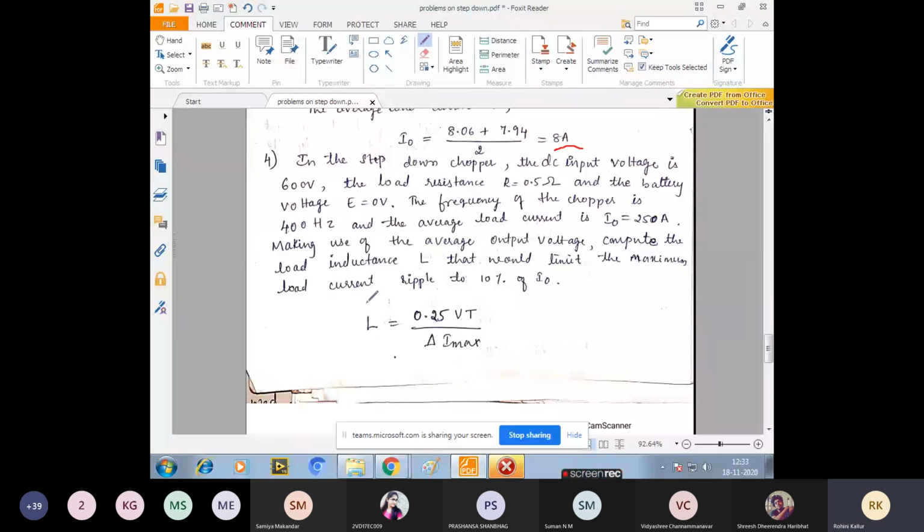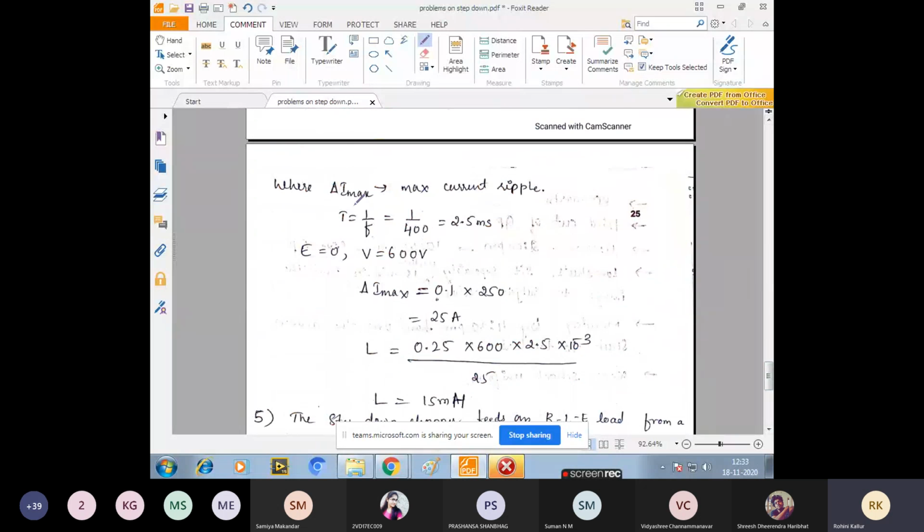Okay, so from equation number 11, that is the delta Imax equation, we have written this value of L. So L value is equal to 0.25 into Vs into total time period T divided by delta Imax. Okay. So now I'll calculate what is T and I'll calculate what is delta Imax, and then I'll substitute because I know what is Vs. Okay, it is 600 volts. So initially T, which is 1 over F, that is 1 by 400. 1 by 400 will give me 2.5 milliseconds.